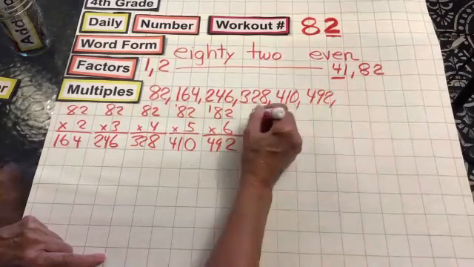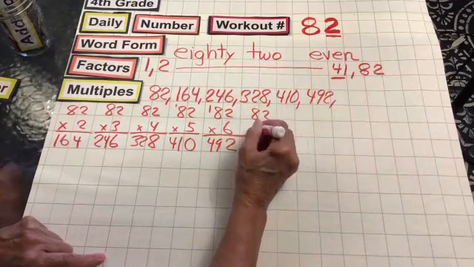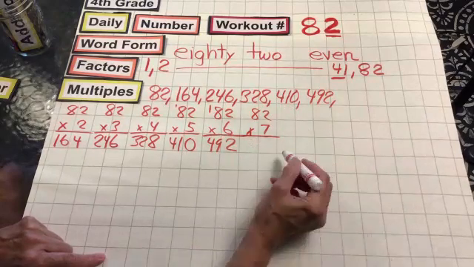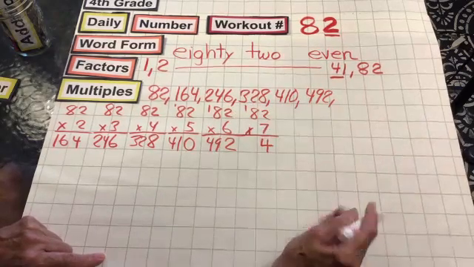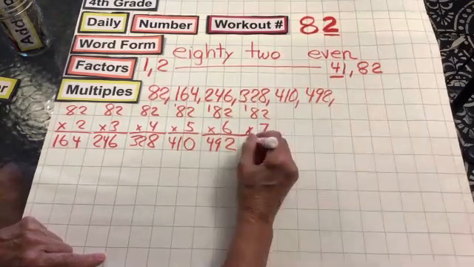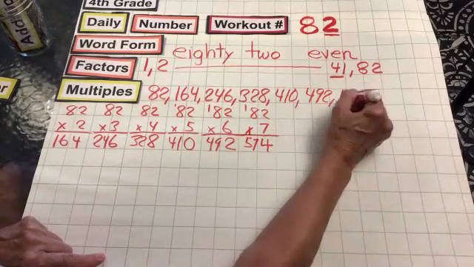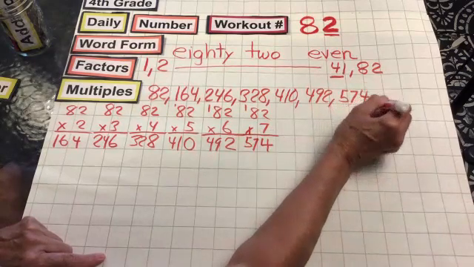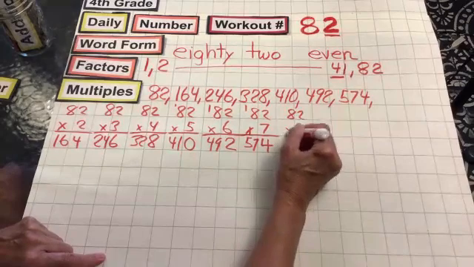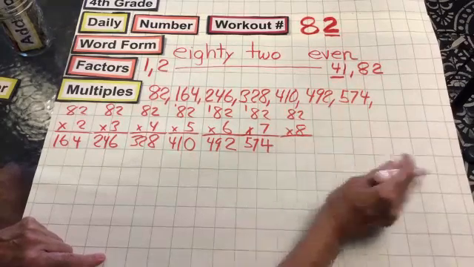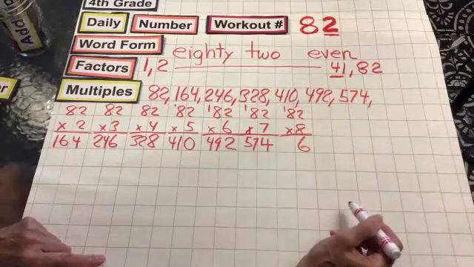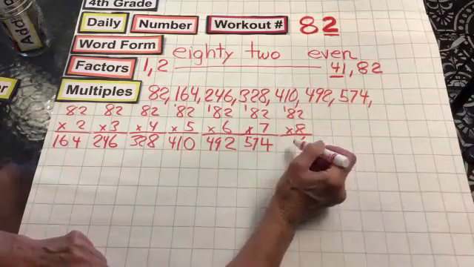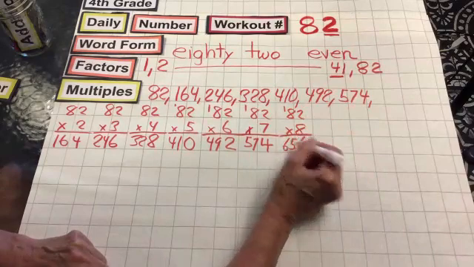492. 7 82s. 7 times 2 is 14. Drop the 4, carry the 1. 7 times 8 is 56, plus 1 is 57. 574. 82 times 8. 8 times 2 is 16. Drop the 6, carry the 1. 8 times 8 is 64, plus 1 is 65.